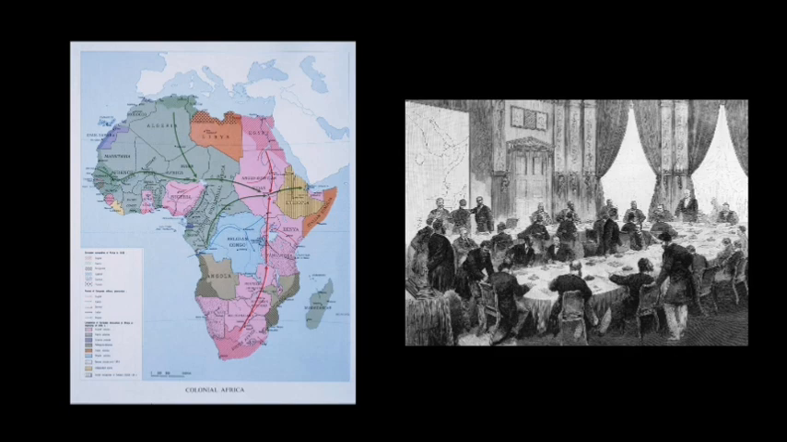And then the main one that we're going to focus on is the blue land that's right in the middle. That's the Belgian Congo. And the picture on the right also depicts the Berlin Conference. And as you can see, there are no African representatives. It's just all Europeans. And yeah, that's how they broke up the continent.